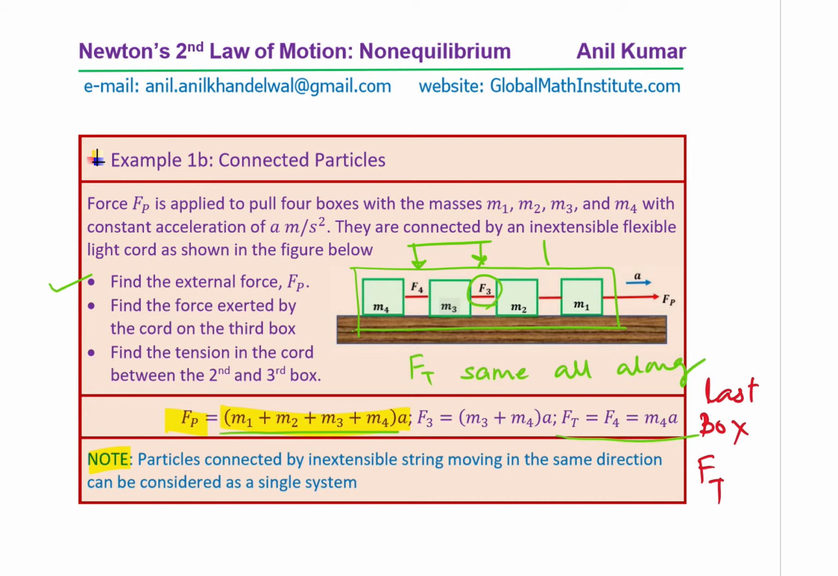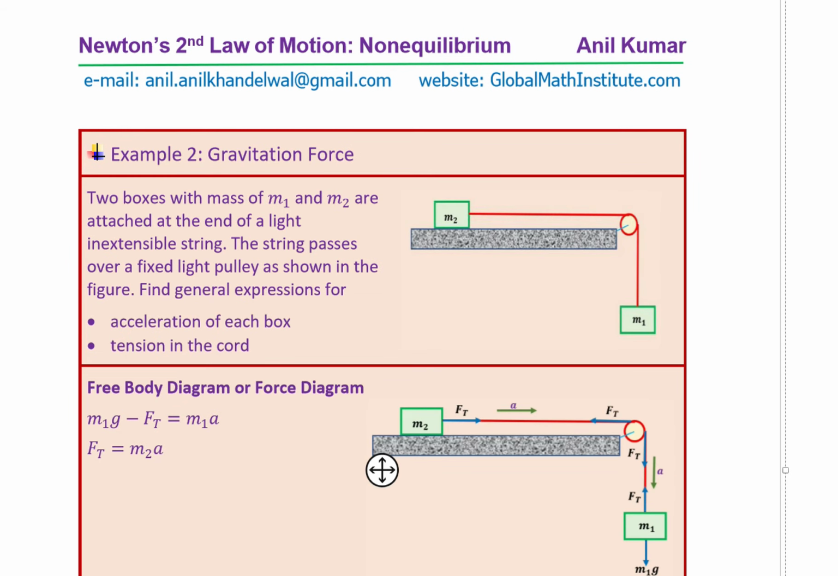Now moving forward, we'll take examples where we flip the direction of one of them. So here in example 2, we'll use gravitational force. Those are the second level of questions which we need to understand. So now again, we have the same two masses. However, what has happened now? One of them is hanging with the pulley.